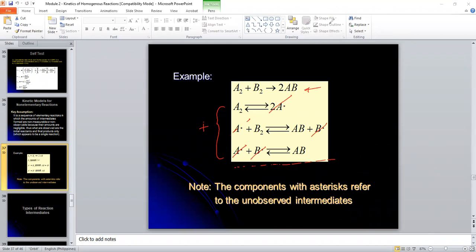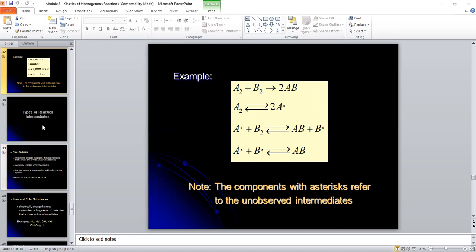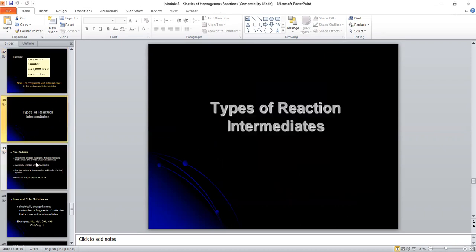what these reaction intermediates are, as covered and discussed in Levenspiel's chemical reaction engineering. So we have here the types of reaction intermediates. You could see them with the asterisk, you could see them with the minus or plus sign. You will learn as we go along, okay?